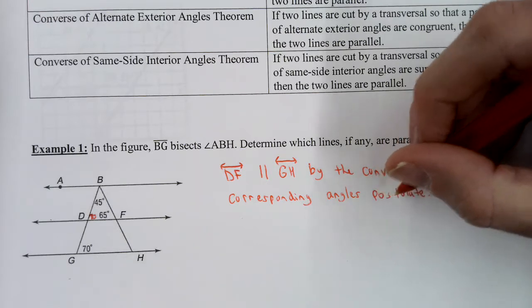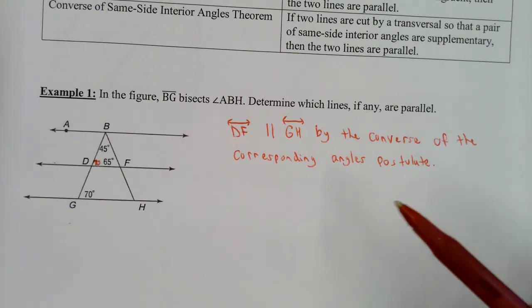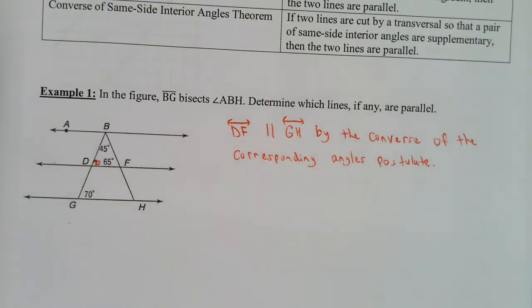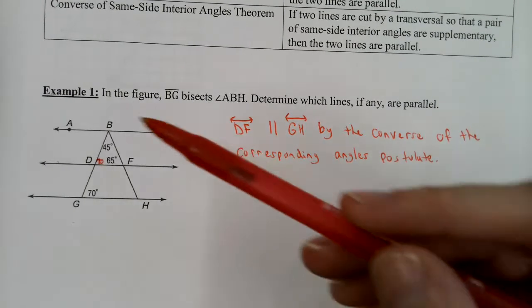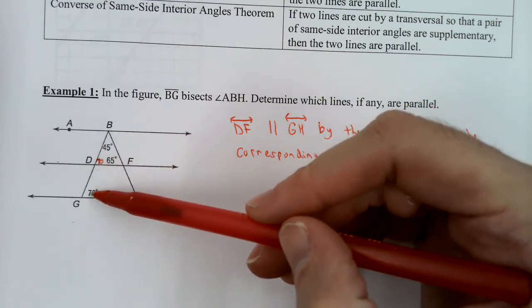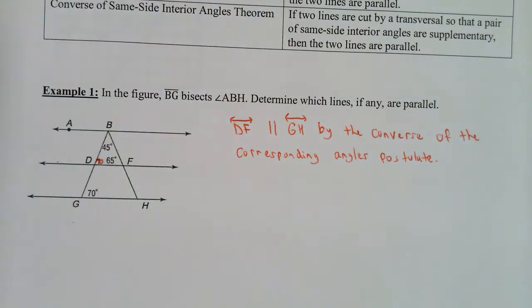Okay, so again, the converse of the corresponding angles postulate above says, if two lines are cut by a transversal so that a pair of corresponding angles are congruent, then the two lines are parallel. And we have 70 and 70, so since the corresponding angles are congruent, it means that the two lines are parallel. So line DF is parallel to line GH. Okay.